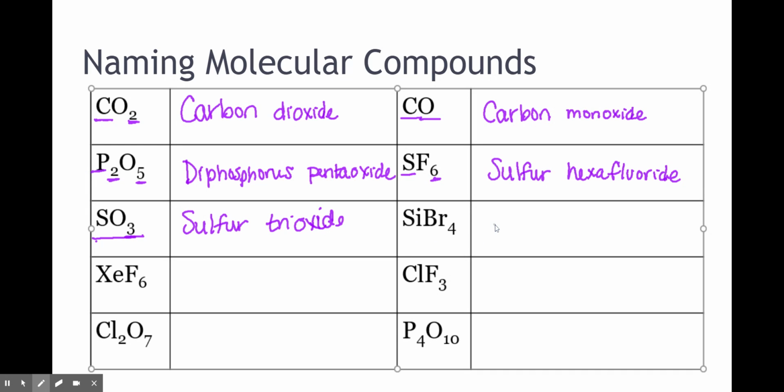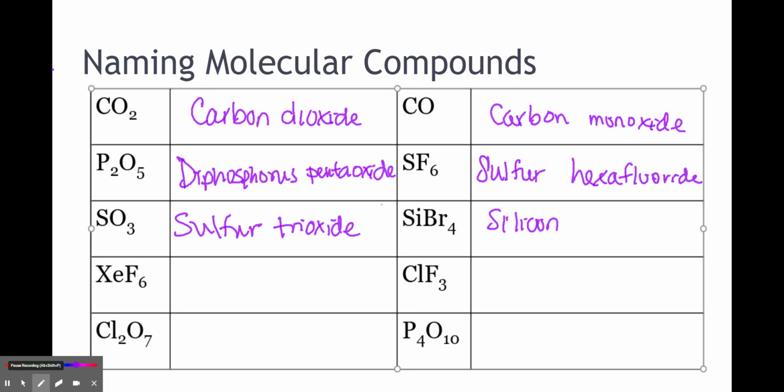Okay. Next, we have one of the silicon, so it's just silicon. And then four of the bromine. And so four of the bromine is tetrabromide. Next, we have Xe, which is xenon. We have one of those, so it's just xenon. Six of the fluorine, so hexafluoride.